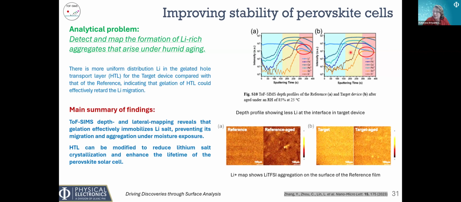So they also used two-dimensional mapping. So they looked at lithium positive ion map at the reference and target at the beginning and then after aging. And you can see that for the reference, we have segregation at the surface, and in the target, it stays really more homogeneous. So again, they confirmed that this hole transport layer can be modified to create this gelation matrix, and that reduces lithium salt crystallization and enhances the performance of the perovskite solar film.